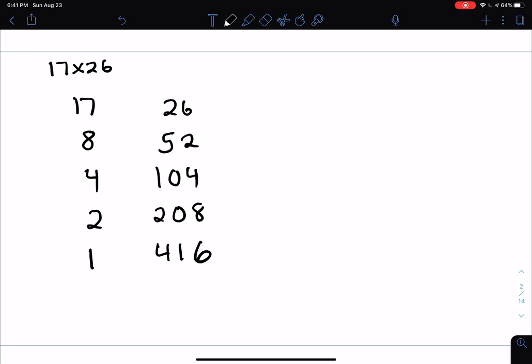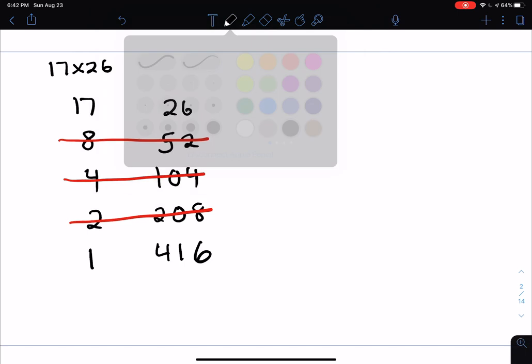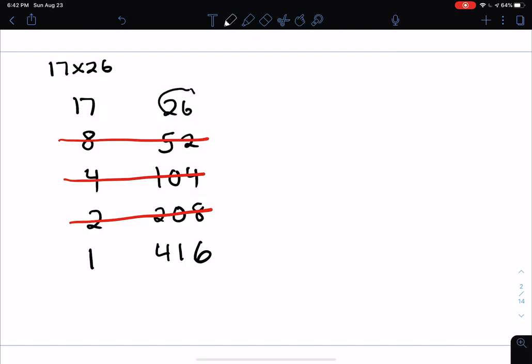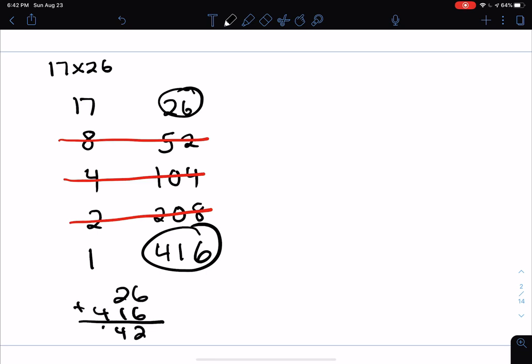All right, now that we're down to a 1 there on the left-hand side, we're going to ignore all of the rows that have an even number there on the left-hand side. So the row that has the 8 on the left side, we're going to ignore, the 4, and the 2. Then whatever is remaining on the right side, we're going to add those up. 26 plus 416. And you get 442. So this equals 442.